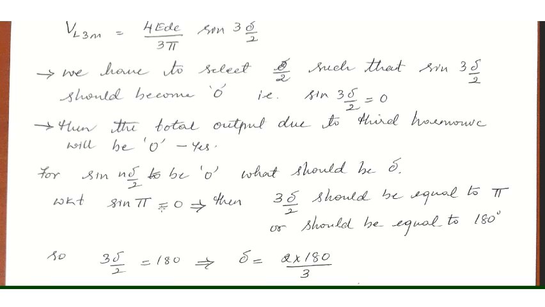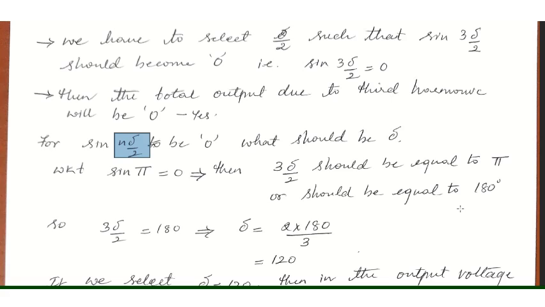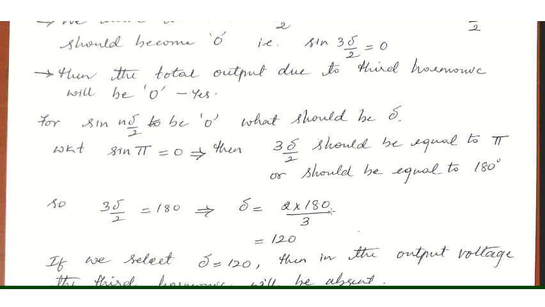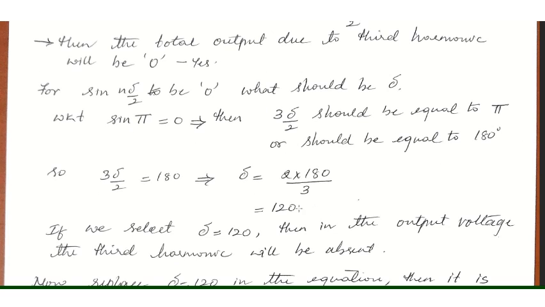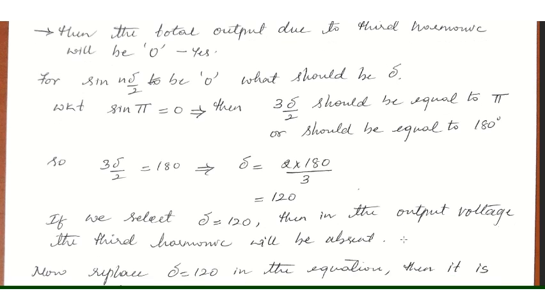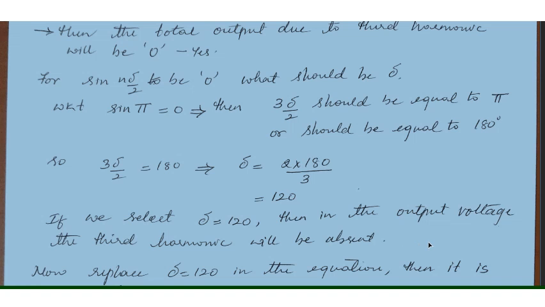We know that sine pi is equal to 0, so 3 delta by 2 should be equal to pi, or in other words, 180 degrees. So 3 delta by 2 equals 180, from which we get delta equal to 2 into 180 by 3, which is 120. So if we select delta equal to 120, then in the output the third harmonic will be absent.